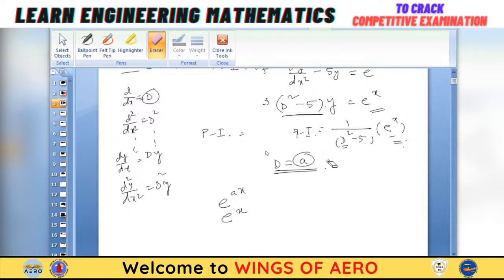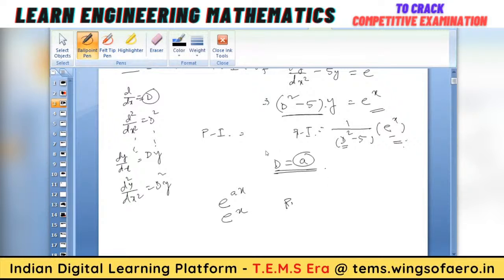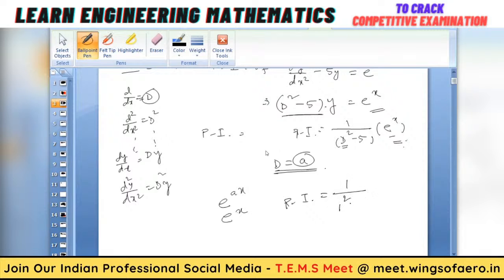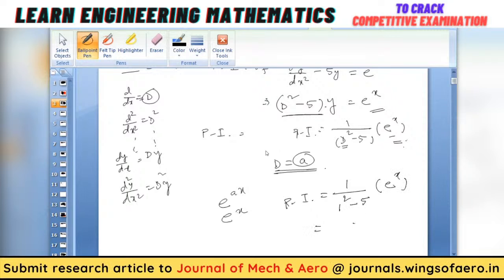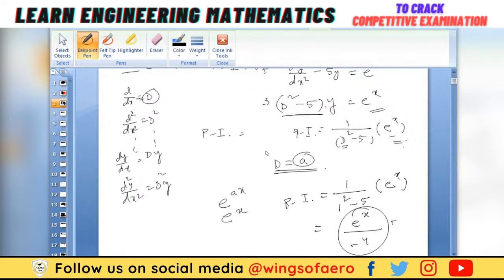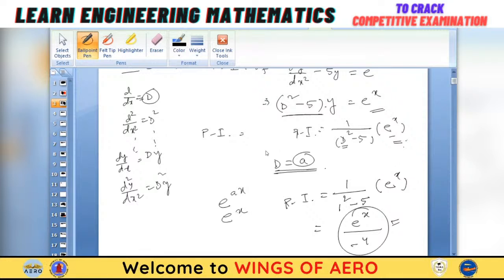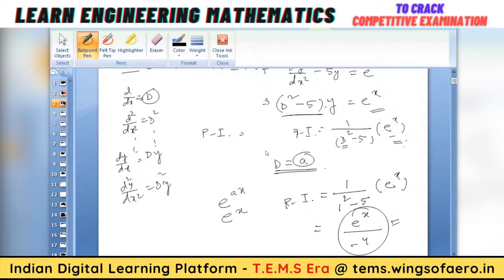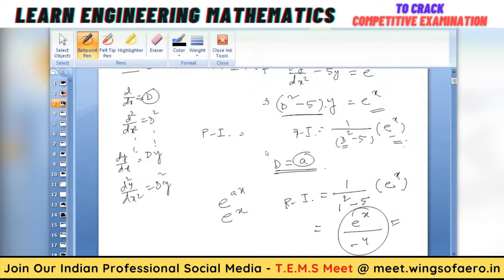After putting d is equal to a, we are getting PI is equal to 1 by 1 square minus 5 into e to the power x. This is the PI. This means e to the power x divided by 1 minus 5, which is equal to minus 4. This is the value of PI. Very easy, nothing to it, no rocket science inside it. Very nice and easy technique to find out the PI, but you should remember the formula.